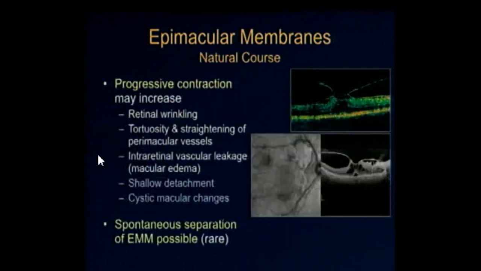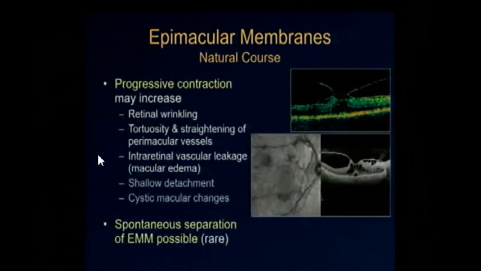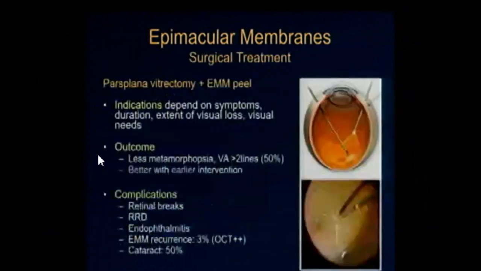It'll give you an idea also about the health of the retina underneath, whether this is a healthy retina, that if you remove the epiretinal membrane, you will still gain vision back. And in this case, yes, you will gain vision back because the outer retina is still very nice. Now, what is the natural course of an epimacular membrane? Progressive contraction, tortuosity. You can also get cystoid macular edema. Sometimes the epimacular membrane lifts spontaneously, but it's very rare.